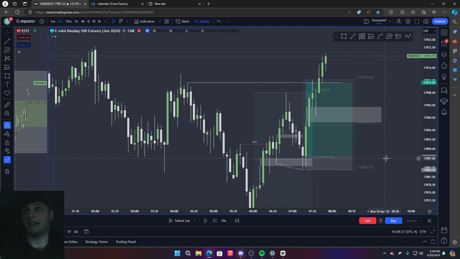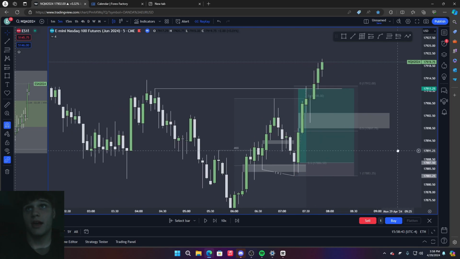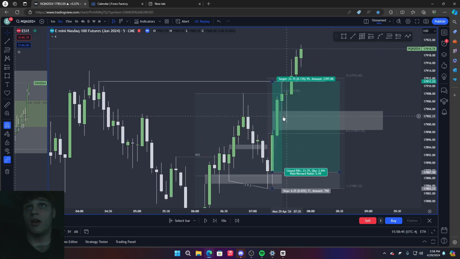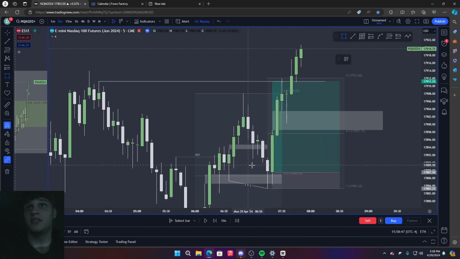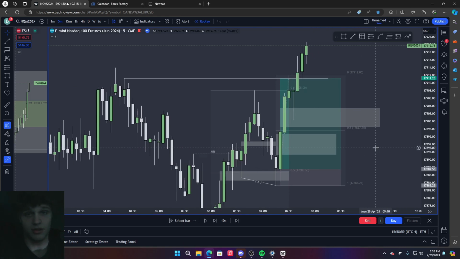Didn't come to touch this discount, but guys, see, these FEGs, they sometimes do work in premium. So you can't always expect it to come down to this FEG that's in discount. These can work. They're just lower probability. So all I do is I wait for higher probability setups. And that's what you guys should do too.